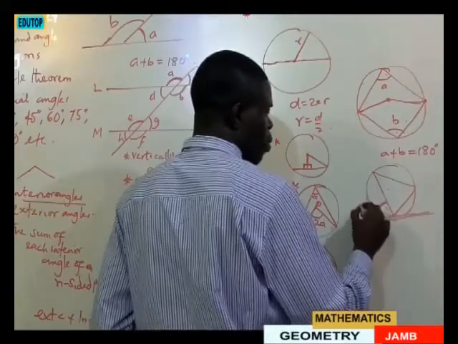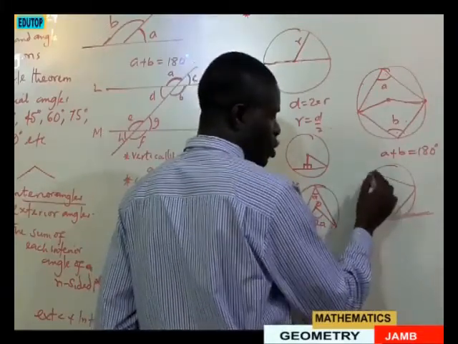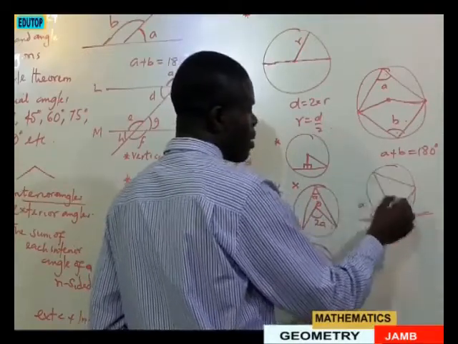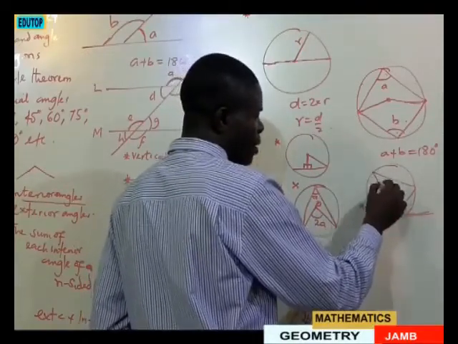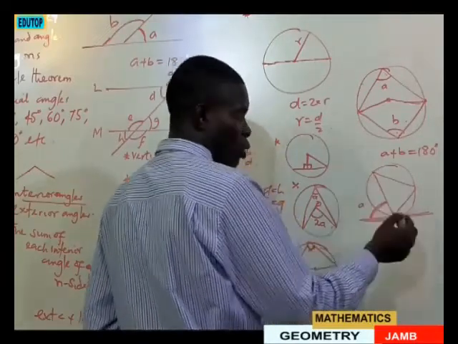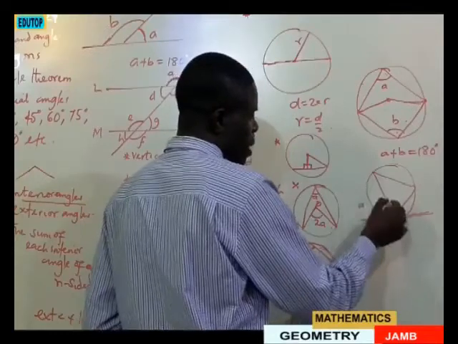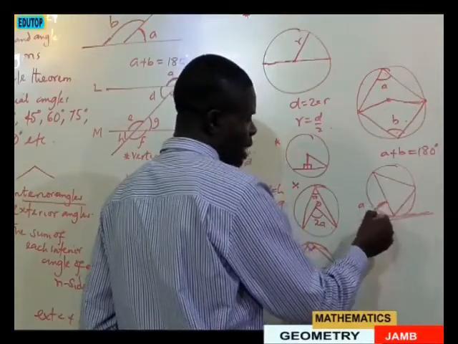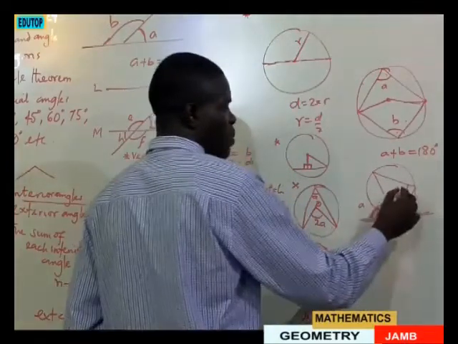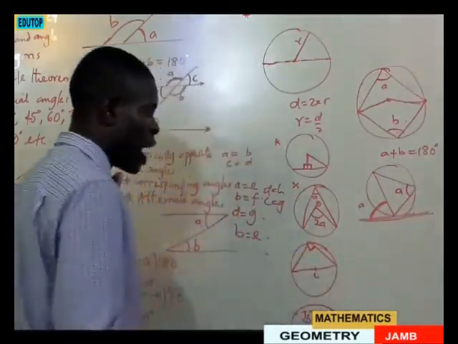if this angle is A, this is a chord, because a line that is drawn from one part of the circumference and touches the other side of the circumference without passing through the center is a chord. So this is a chord now. The angle which a chord makes with the tangent is equal to the what? Angle in the alternate segment. That means this one will definitely be A. Take note of that.